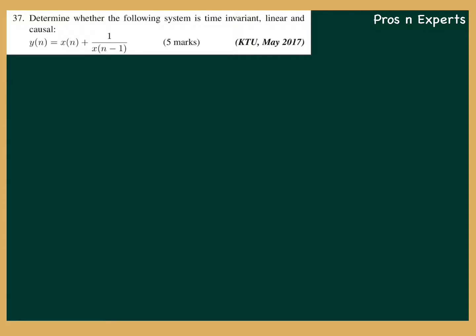Okay, let us continue. Determine whether the following system is time invariant, linear and causal. First, let us check time invariance. Okay, the given input output relation for the system is y of n is equal to x of n plus 1 by x of n minus 1.